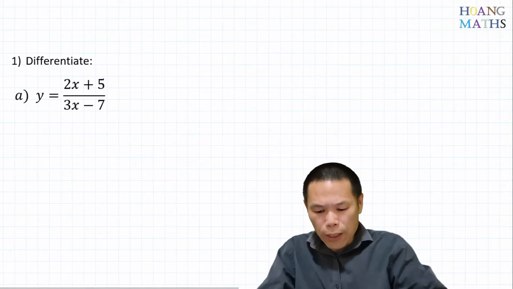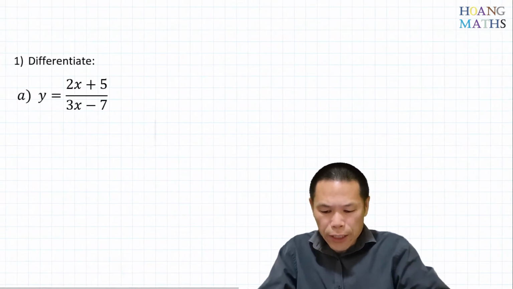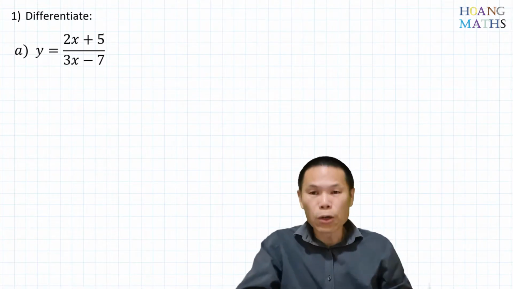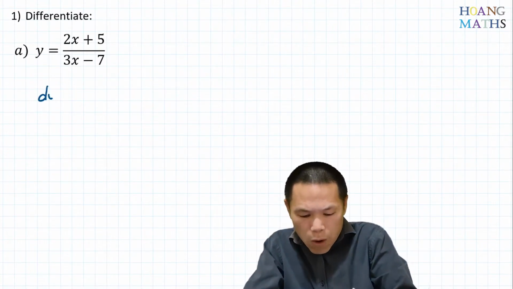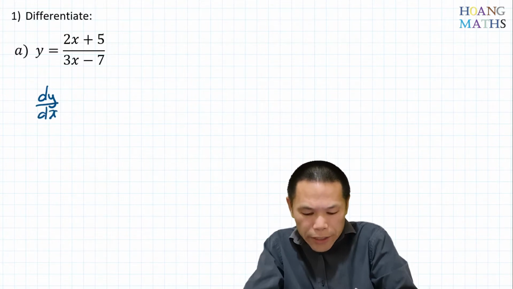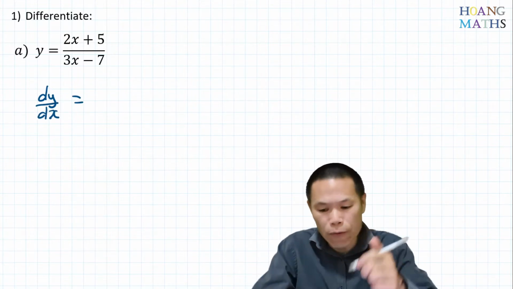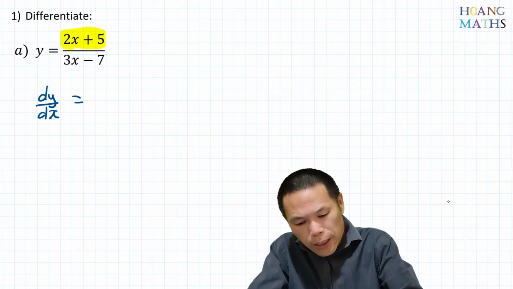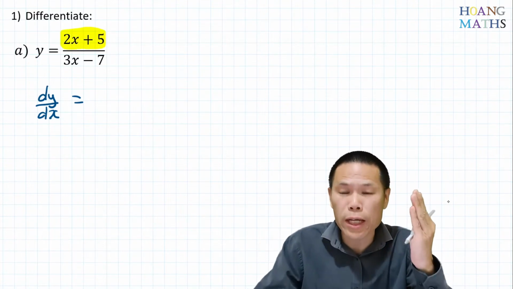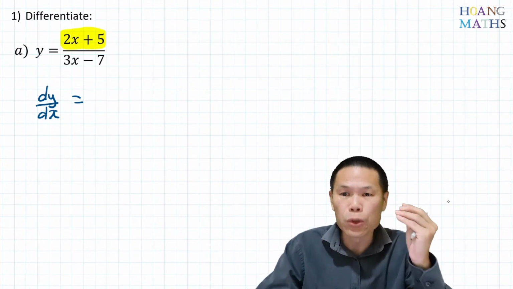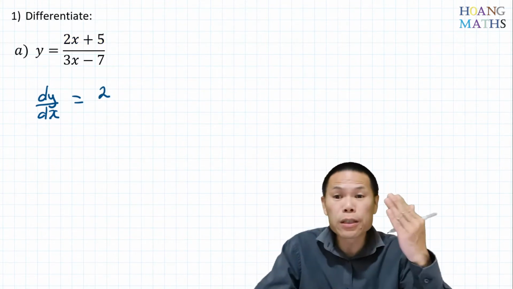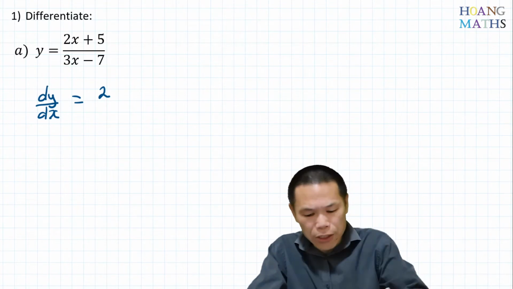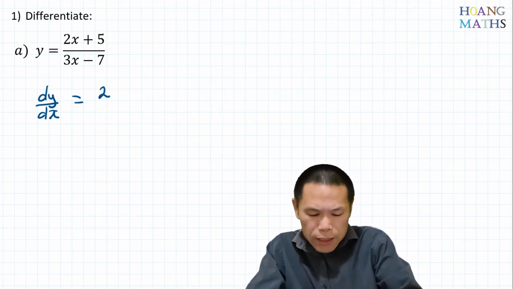So let's say first one here. To differentiate this, we differentiate the top. Let me just write this down first. dy dx or y dash. Okay, so we differentiate the top function, that is this one here. To differentiate 2x plus 5 will give me 2. So it is equal to 2. Then we times by the bottom function. So we times by 3x minus 7.